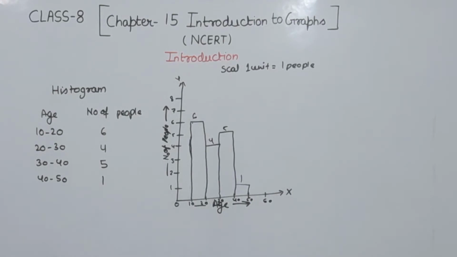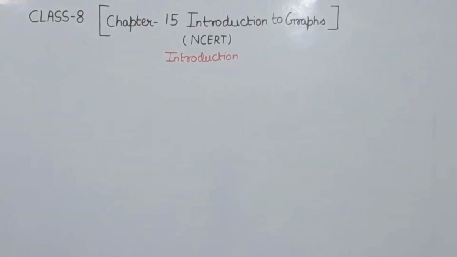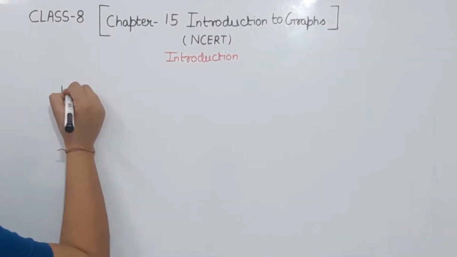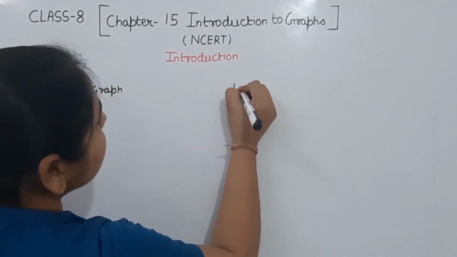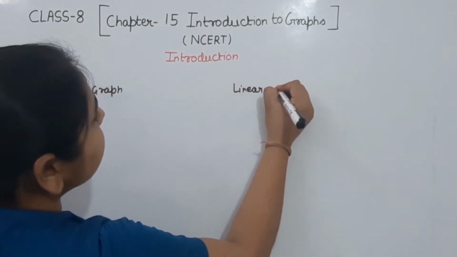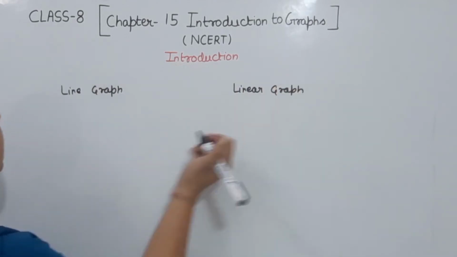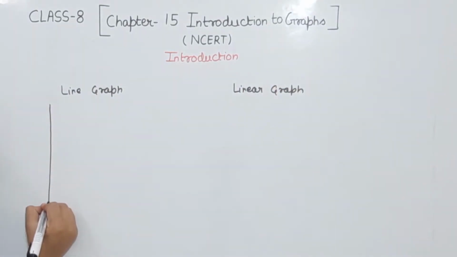Now coming to the next one. The next topic we have is the line graph and the linear graph. So I am going to show here: this is the line graph and this one is the linear graph. Now how can we show the line graph and the linear graph?